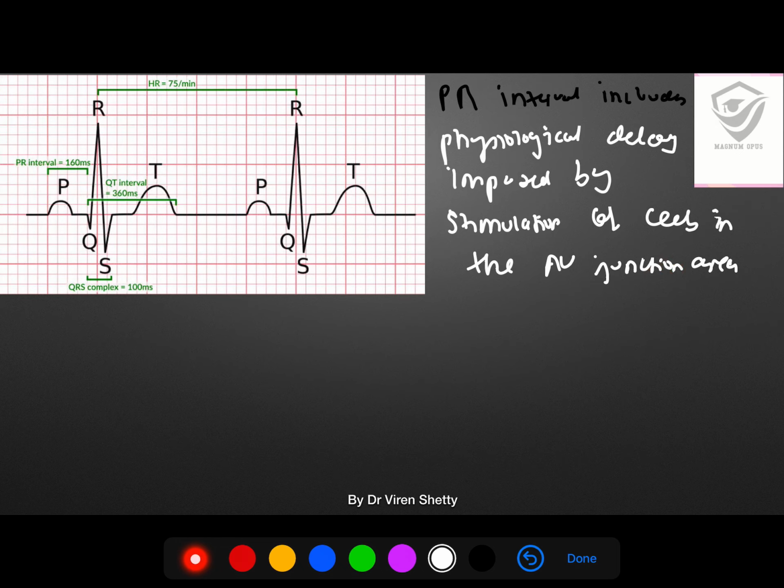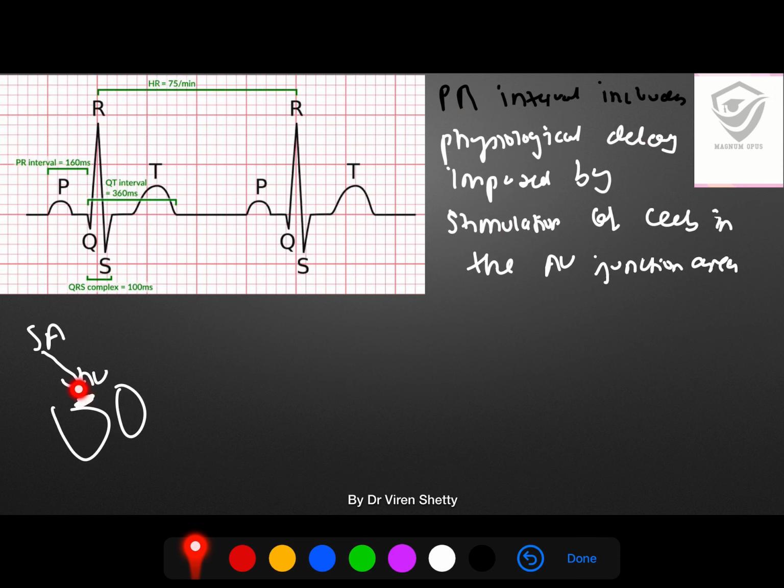It is directly a statement from the textbook, but now I'll tell you an easy way. It is nothing but showing the AV nodal delay, that is how much time the AV node is taking to pass the impulse ahead. See, SA node is here, AV node is here, and then the ventricles are here. So SA node, AV node, atrial depolarization. Now for the ventricular depolarization to start, this AV node has to pass the impulse here. So this PR interval also signifies the delay happening in the AV node. That is what this statement is basically telling, that PR interval includes the physiological delay imposed by stimulation of cells in the AV junction area.